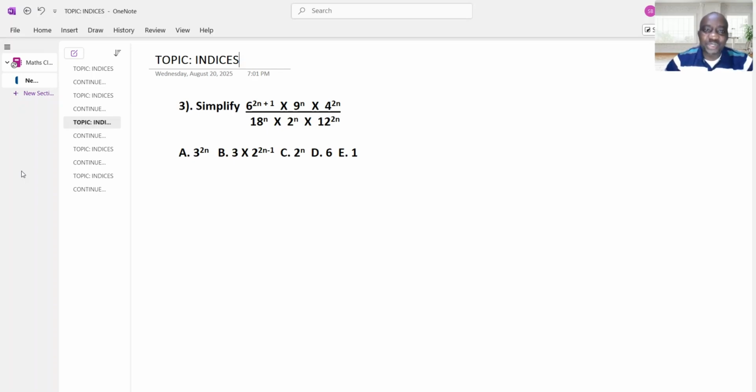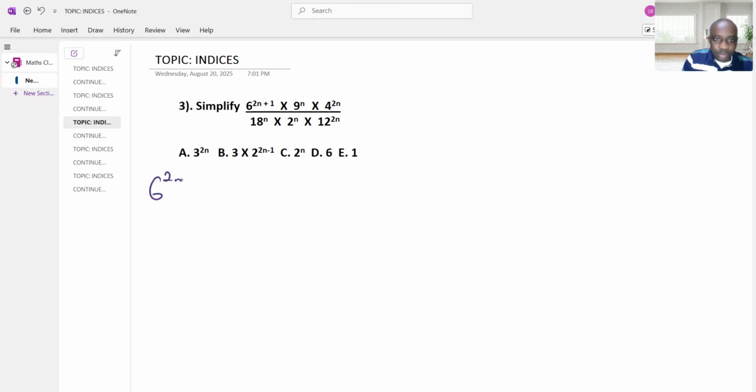I am here again to teach you guys how to solve this mathematics question. Indices. Simplify. How to simplify this one? This question is very complex. So when you are solving this question, you have to be careful so that you don't miss any figure out. Now let me write the question out.